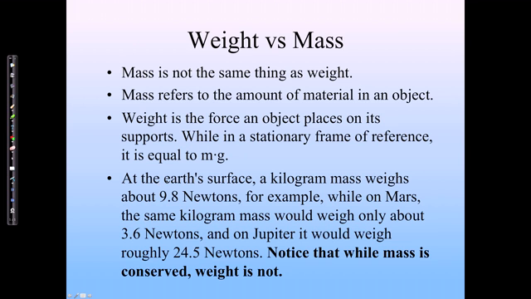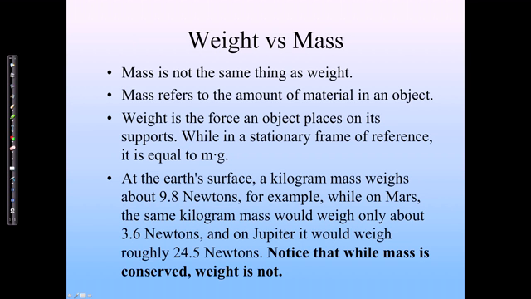Now, at the Earth's surface, a kilogram weighs about 9.8 newtons. But on Mars, because Mars is a smaller planet with less mass, that same kilogram mass only has a weight of 3.6 newtons. Why? Well, we'll talk about that shortly. But the gravitational attraction between two objects is dependent on the mass of the objects. Now, the kilogram mass hasn't changed, but moving from Earth to Mars, you're looking at the gravitational pull of Earth, which is fairly large, versus the pull of Mars, which is fairly small.